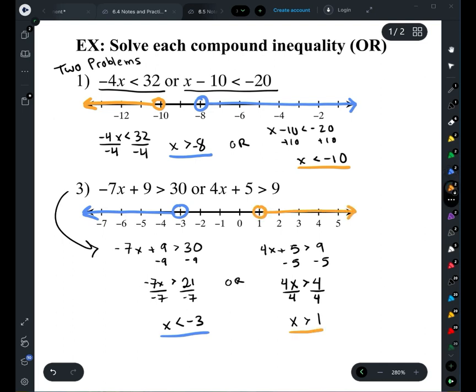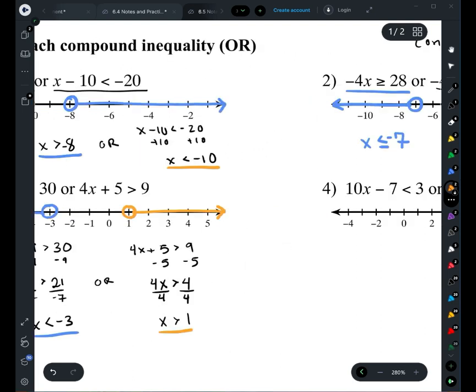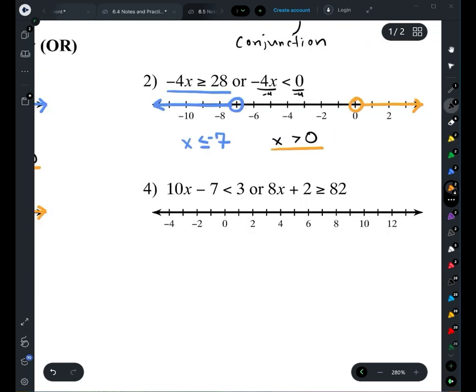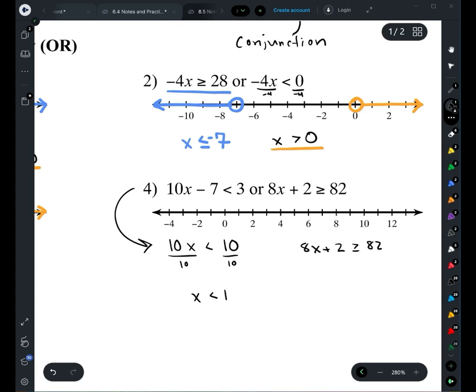So let's look at one more. Really, nothing else fancy going on here. 10x minus 7 less than or equal to 3. Add 7 to each side and divide by 10. X is less than 1. And the right-hand side, subtract 2. Divide by 8. And x is greater than or equal to 10.